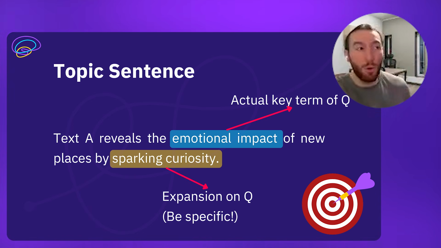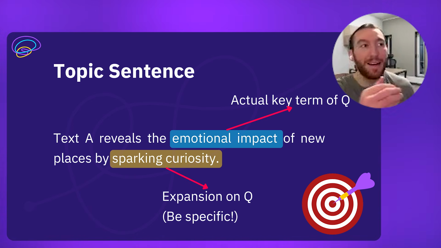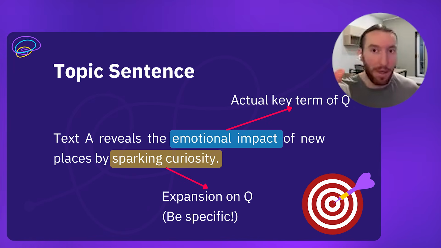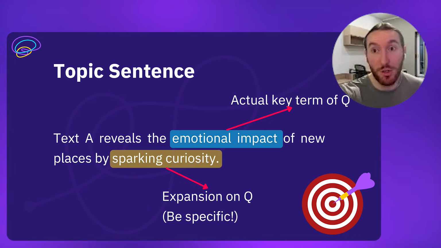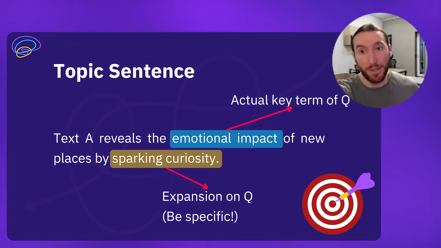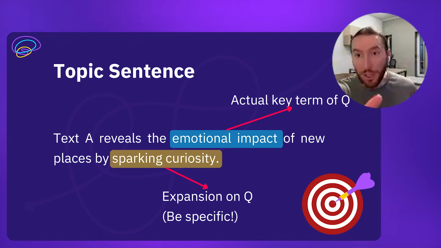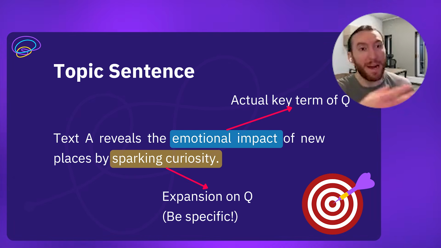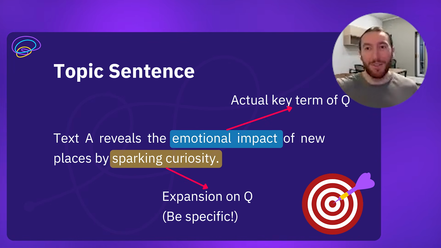So you have to get the word of the question, emotional impact, add the word of after it. If you're really paying attention to this, you will practice using the word of after keywords, or a word like of, it just forces you to extend yourself, right? So you use the actual key term, then you expand. Reveals the emotional impact of new places by sparking curiosity. We're expanding on the question. Does anyone have any questions about this? This is how you're going to nail the topic sentence.